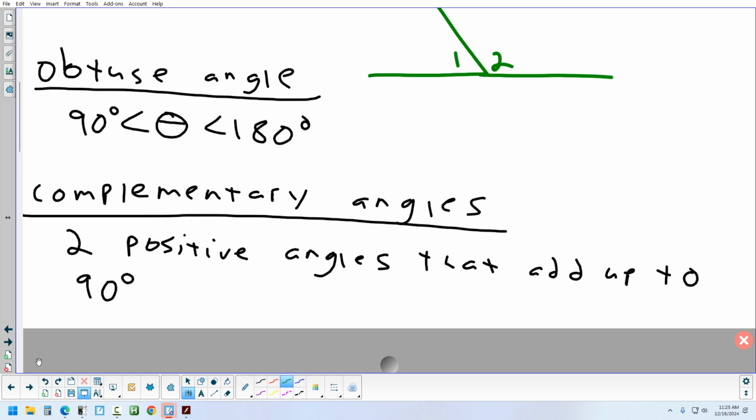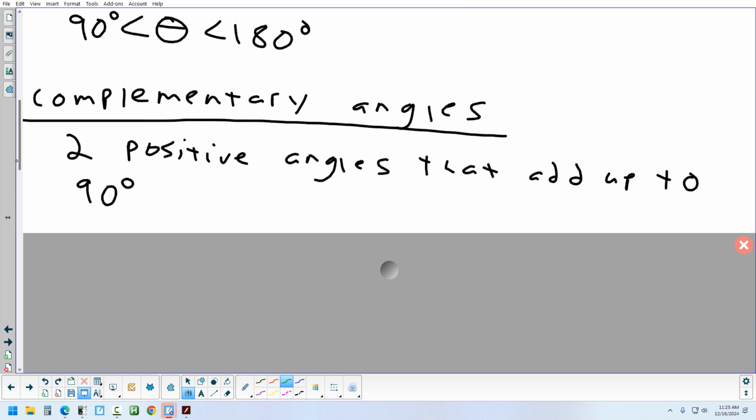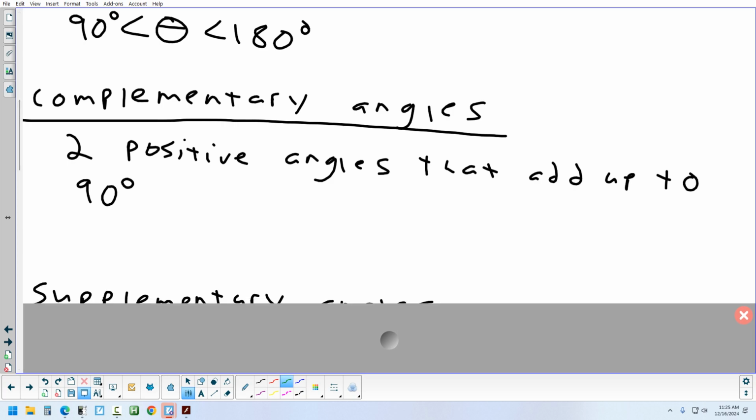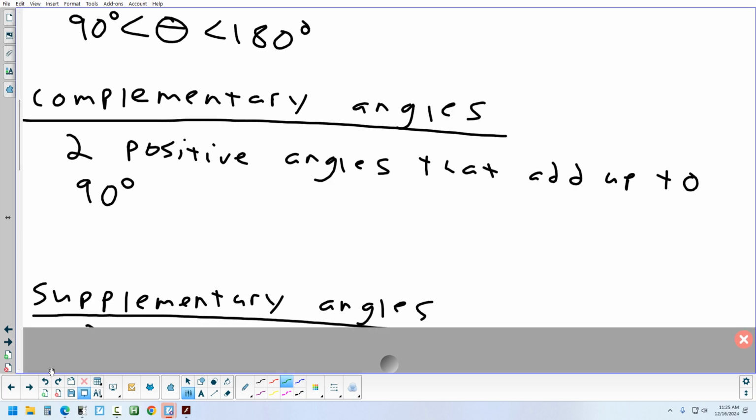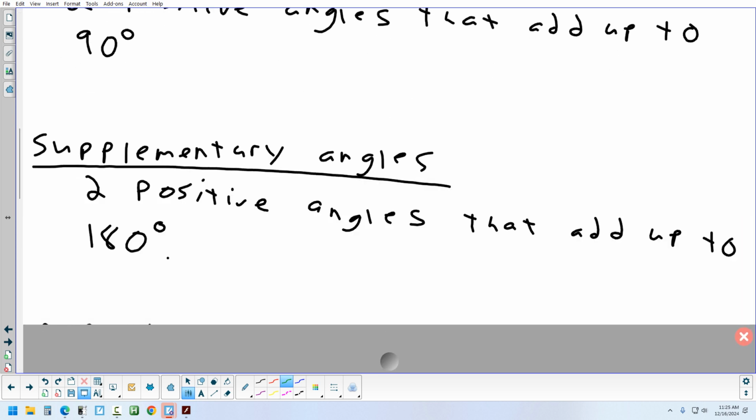Now there's another definition similar to this one that we usually talk about with complementary. Anybody know the other pair I'm thinking of? Supplementary. And does anybody remember what those are? Can you be more specific? Two positive angles that add to 180. So again, 190 and negative 10, not supplementary.